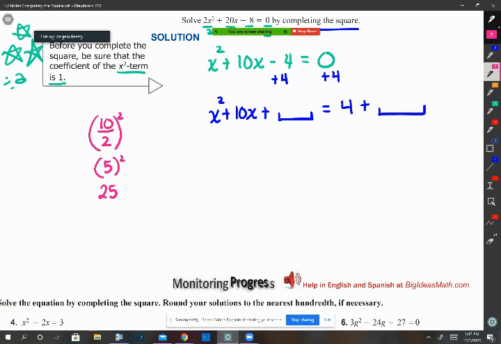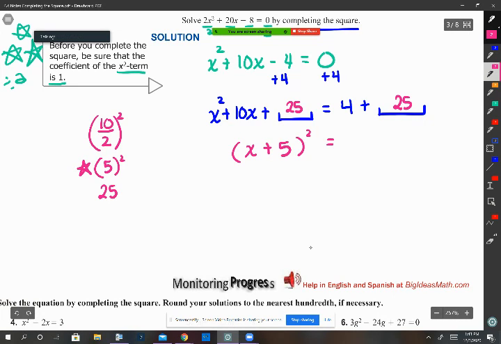So we get 25. We're going to add it to the left. We're going to add it to the right because we have to keep it balanced. We rewrite the left. When I rewrite the left, what do I write? What's going to go inside parentheses? Plus 5. Yep, this step right here. And then 4 plus 25 is 29.